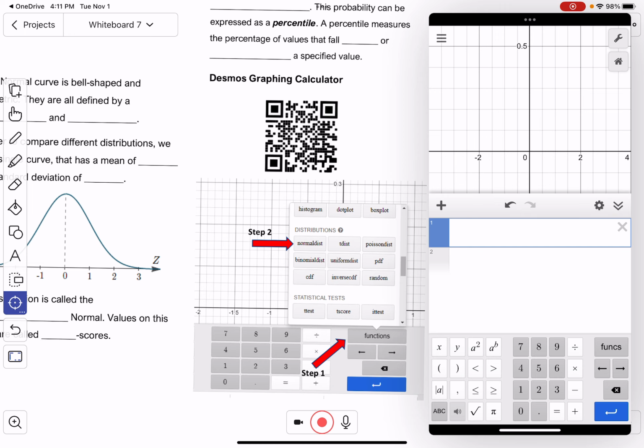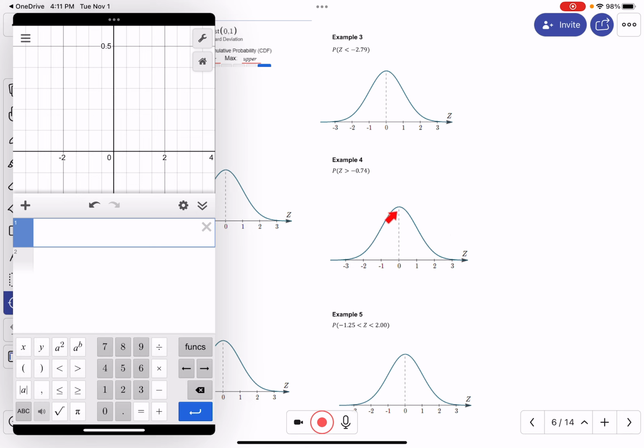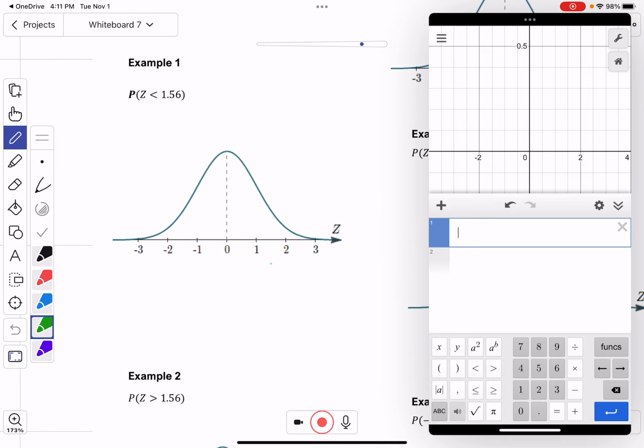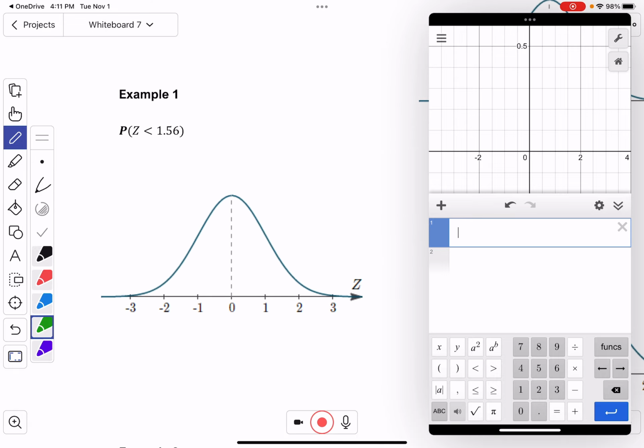So in order to do this, let's look at an example. For this to work, we're going to assume we're doing these z-score problems. Here's what we're going to do first. We're always going to draw a curve, and on the curve, we're going to label the curve with the z-score that's given to us. So if we look at example 1, it says 1.56. I'm going to locate 1.56 on the curve, which is about here. And this symbol tells me to be less than that, so I want to shade to the left.